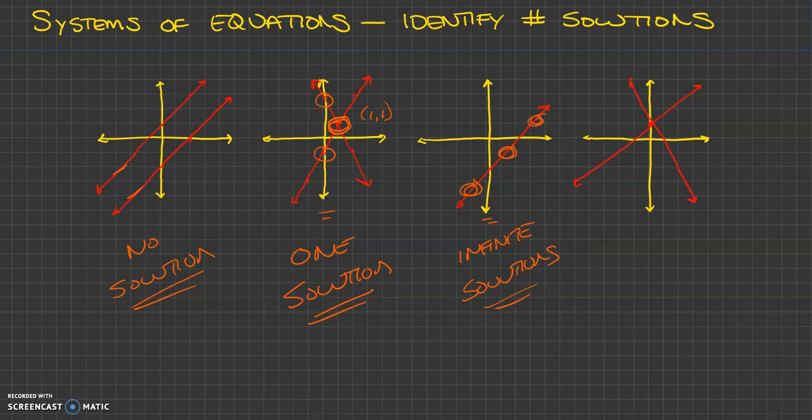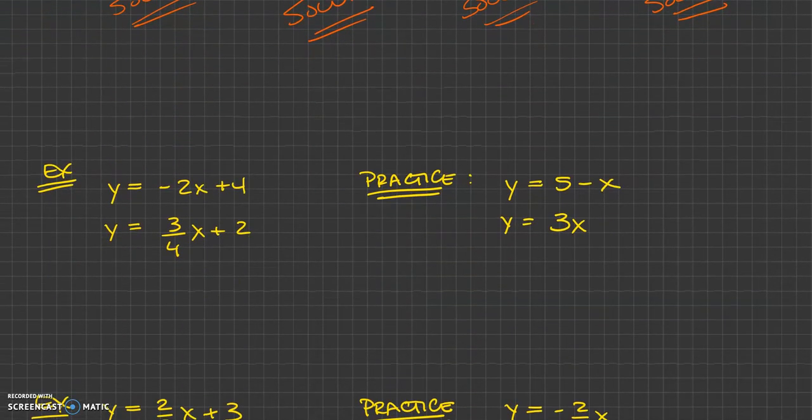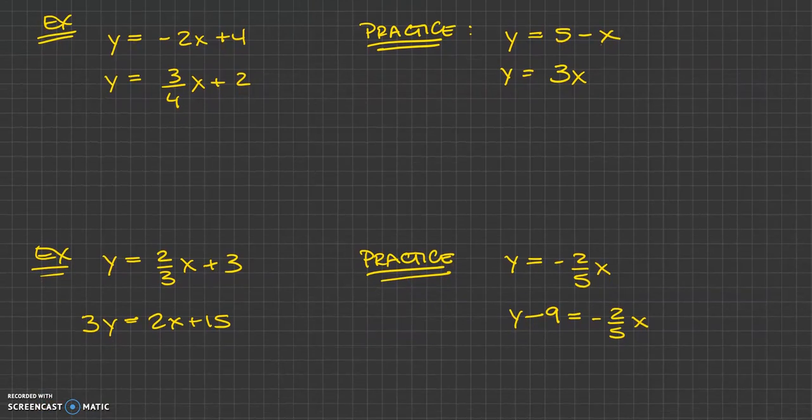Now this last one is also an example of one solution. The only difference between this graph and this graph is that in this fourth one, they have the same y-intercept. So they have the same b value. And that's okay. They have the same y-intercept or b value, but they have differing slopes. And so that's not going to be infinite. It's going to be one solution. This spot is the only place that satisfies the given system of equations. All right, now with all of that said, let's look at some examples and practice problems.